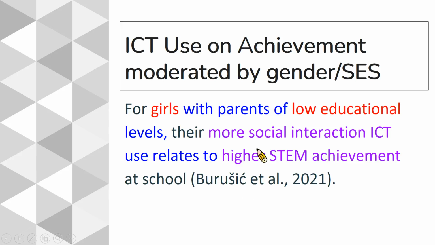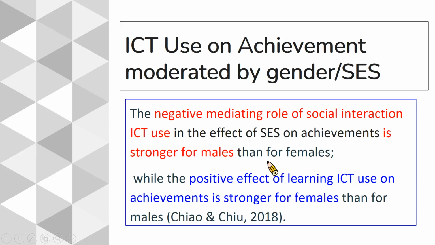The effect of ICT use on achievement can be moderated by gender or SES. For girls with parents of low educational levels, their more social interaction ICT use relates to higher STEM achievement at school. The negative mediating role of social interaction ICT use in the effect of SES on achievement is stronger for males. On the other hand, the positive effect of learning ICT use on achievement is stronger for females. There appears to be a trend that ICT use may be good for females.